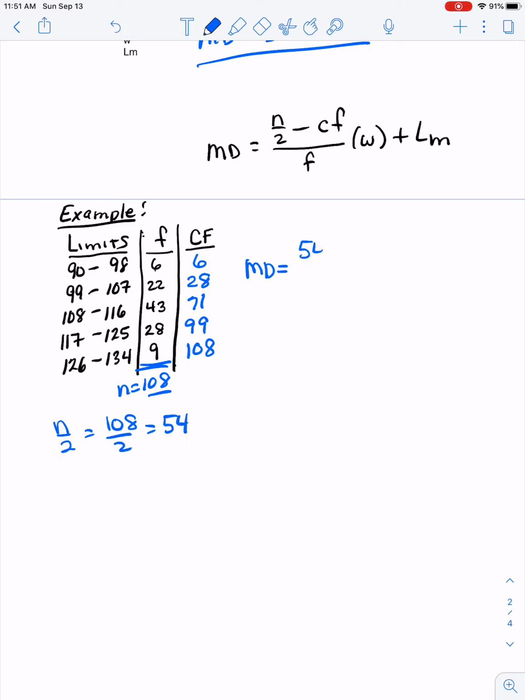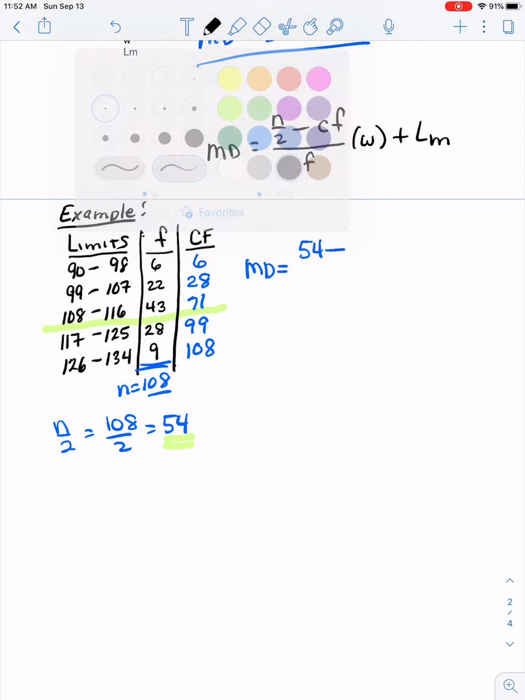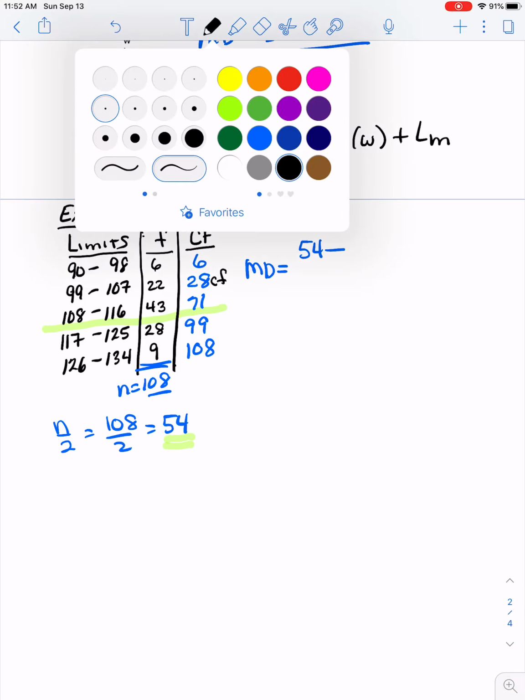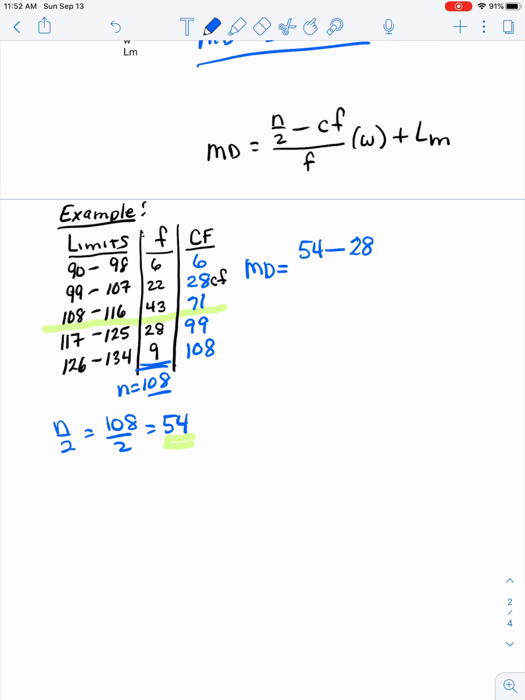Okay, so 54 minus, okay, so we got to find out where's the median class. So the median class is going to be where the 54th number occurs. So not 6, not 28, it's got to be this 71. Okay, so coming across here, that's the median class. All right, so the CF is going to be this one above. So 28 is CF. So we want to get rid of the 28 that happened before the median class. Okay, so we have a 28 here.